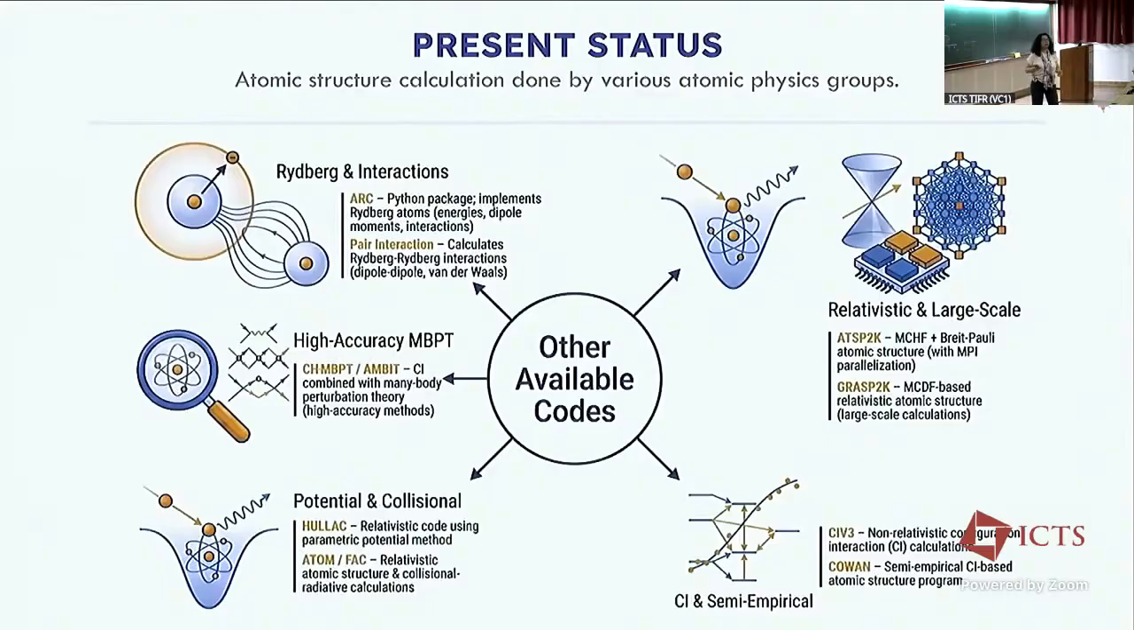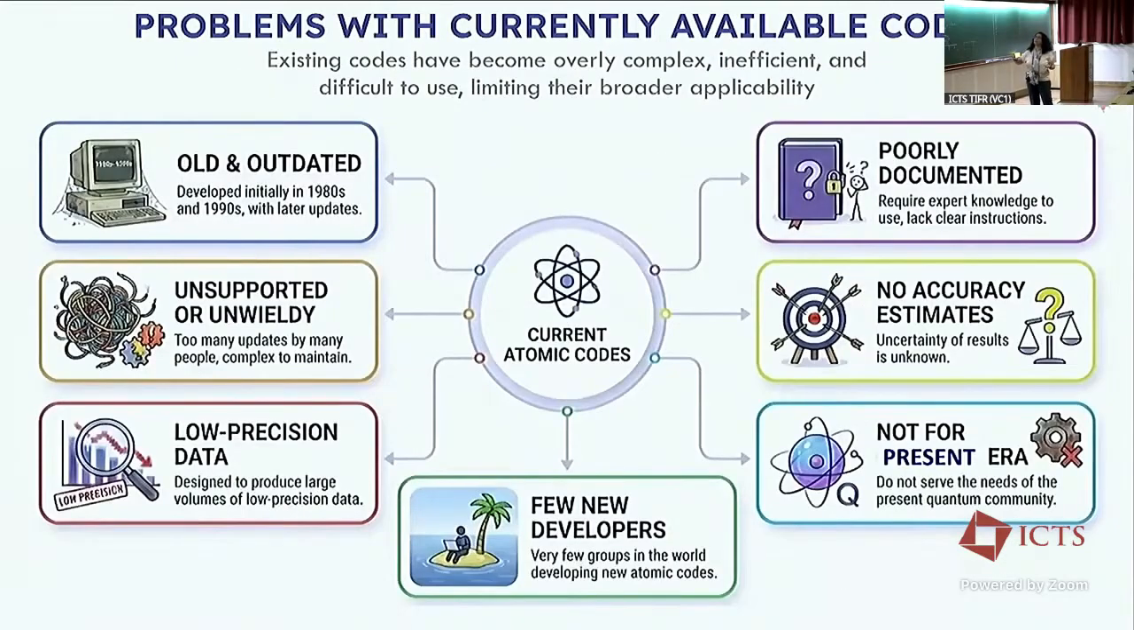For example, the alkali Rydberg calculator is very popular when it comes to calculating Rydberg atom properties. So the landscape is fragmented. A lot of people use a lot of methods to calculate these atomic properties. The problem is most of these codes are really very old. They are written in Fortran.